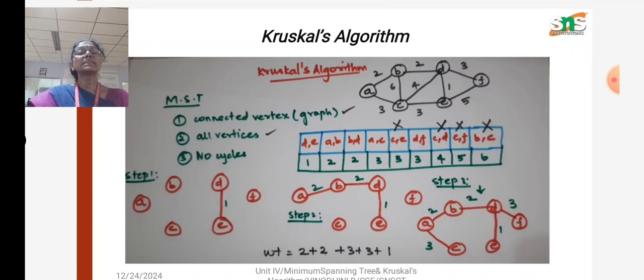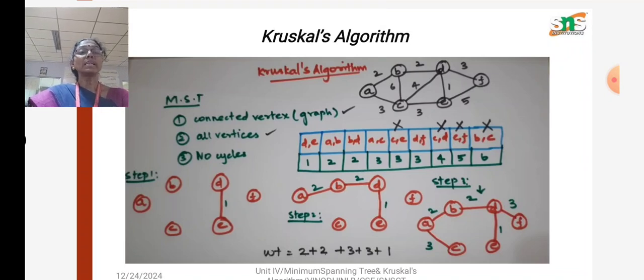Next A comma C. There is no cycle formed, so add the edge A comma C. Suppose C comma E, that forms a cycle, so reject that edge. Next is D comma F. Once you join D comma F, it does not create a cycle, so add it to the given tree. Next C comma D forms a cycle. Next E comma F, again it forms a cycle, and B comma C, again it forms a cycle.